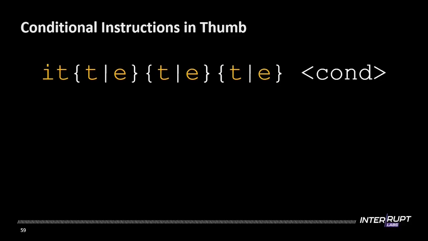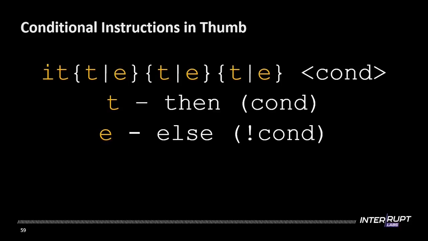The IT can be followed by any mix of up to 3 T's and E's, and the T's and E's, including the first T, map to subsequent instructions that are conditional on cond in the case of T, and are conditional on the inverse of cond in the case of E. We'll look at some examples of this because it's a bit confusing.